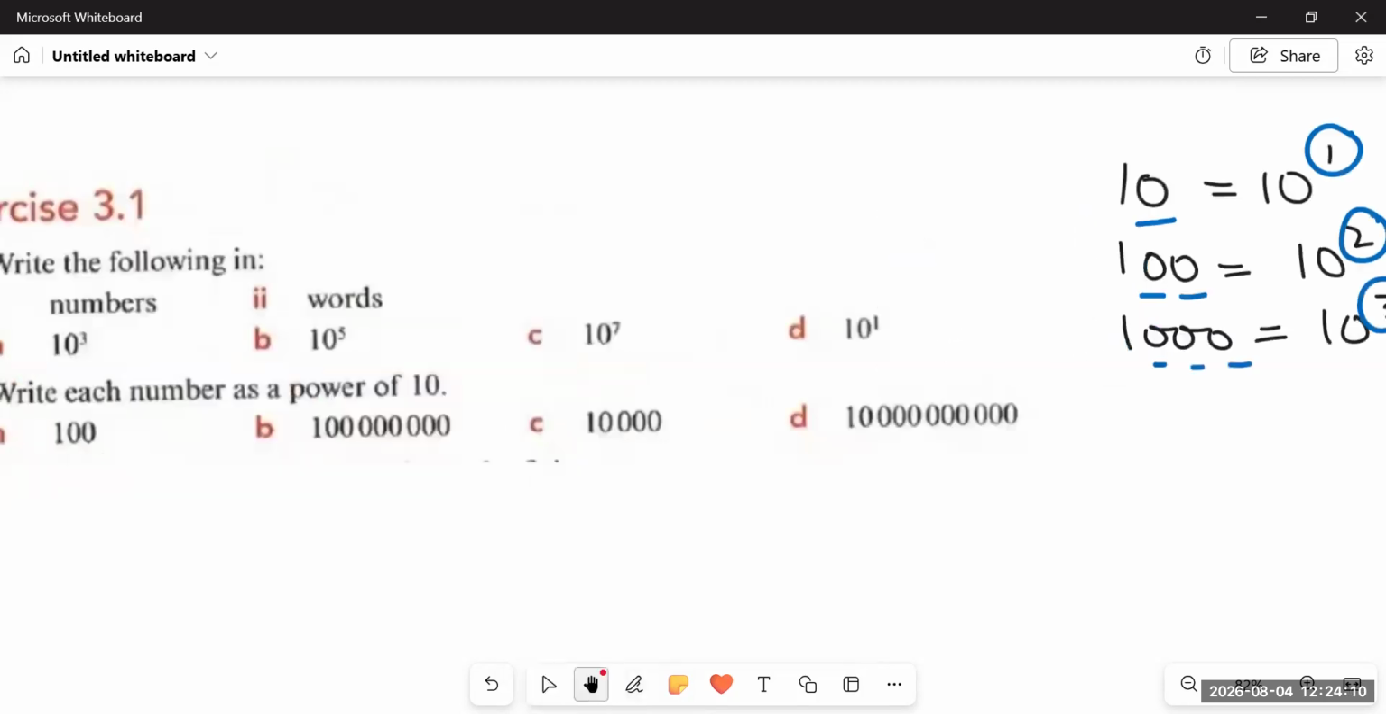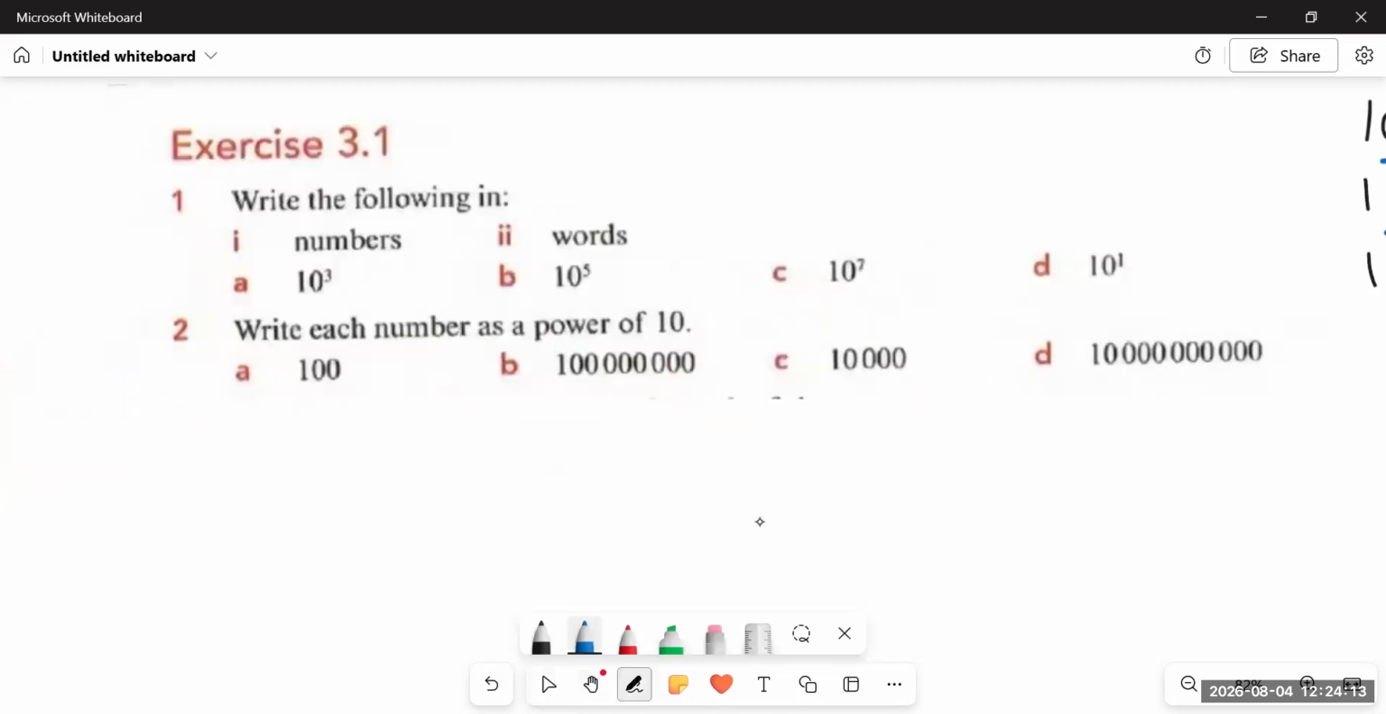But here, we have to write down the numbers in numbers, okay? We have to write down these numbers written as the power of 10 into the expanded form. So 10 power 3 is 1000. 10 power 5 will be 1, 0, 0, 0, 0, 0, so that's 100,000. 10 power 7 will be 1 with 7 zeros, and that's basically 10 million. 10 power 1 means only 10.